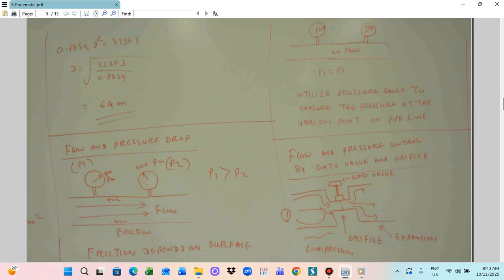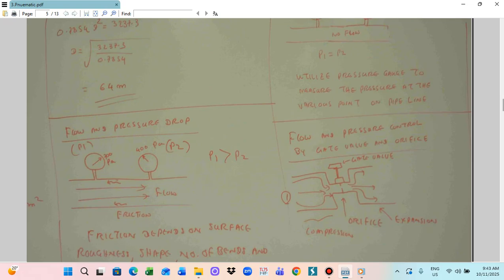So this is for the flow and the pressure measurement. So long as there is flow, the pressure is not equal: P1 is greater than P2, so long as the fluid is flowing. If there is no flow, this will be P1 and P2, and in this case P1 and P2 will be the same. No flow means P1 equals P2.